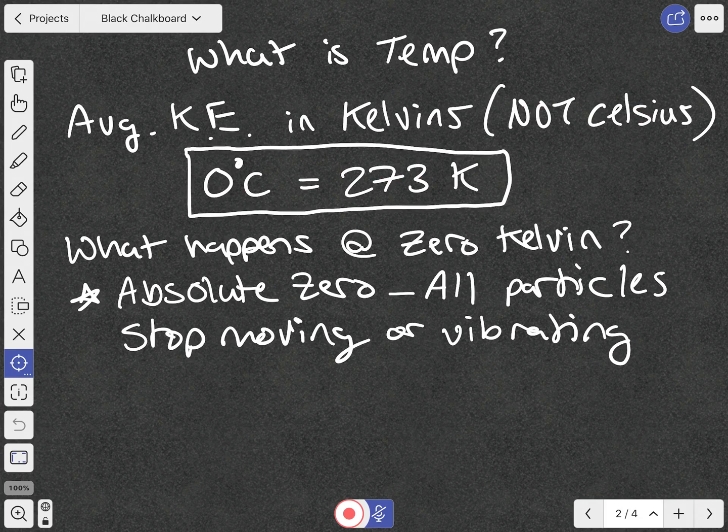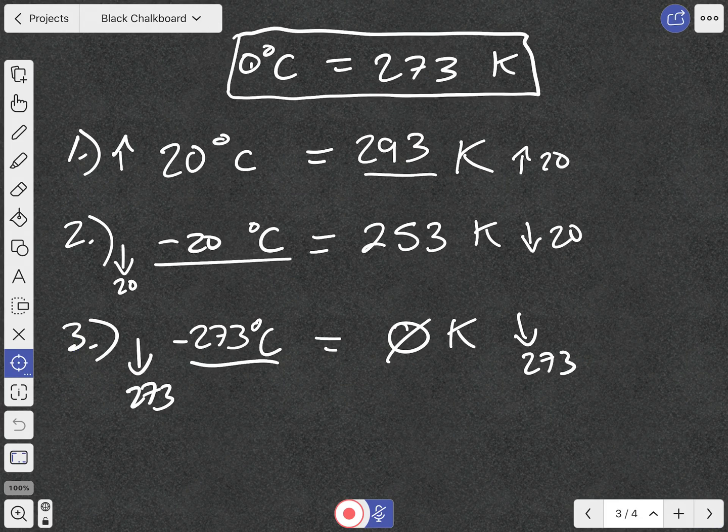So what happens at 0 Kelvin? We're going to call this absolute zero. Now, we can get below 0 on the Celsius side, but we cannot get below 0 on the Kelvin side. This is when all particles stop moving or vibrating. This is the true zero. Kelvin measures kinetic energy. So let's go on to our next slide here.